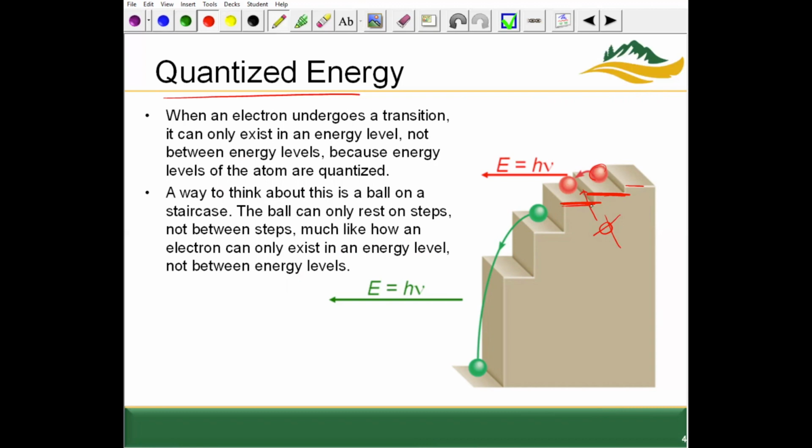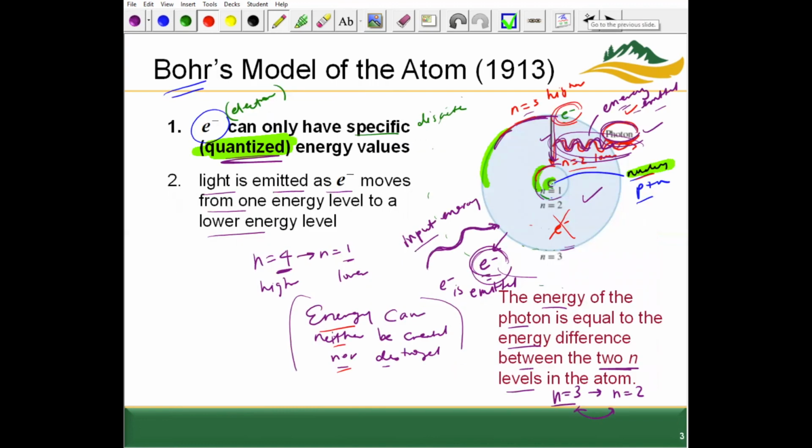It is quantized. So energy levels of the atom are quantized, similar to how these steps are quantized. This is a set specific step or energy level. So is this one, this one, this one, this one. Just like the spheres have to be at these set energy levels, the electrons do as well. They have to be at n equal 1, n equal 2, n equal 3, etc. They are quantized. Those electrons are not going to be found somewhere in the middle in between two energy levels.